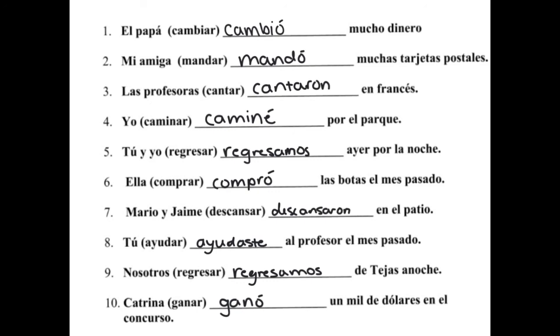So cantaron. Number 4 is yo caminé. Number 5 is tú y yo regresamos. And always remember, if there's a y yo, that means we. So then you conjugate it in the nosotros form, so regresamos. Number 6 is ella compró. Number 7 is Mario y Jamie descansaron. Number 8 is tú ayudaste. Number 9 is nosotros regresamos. And number 10 is Katrina ganó.